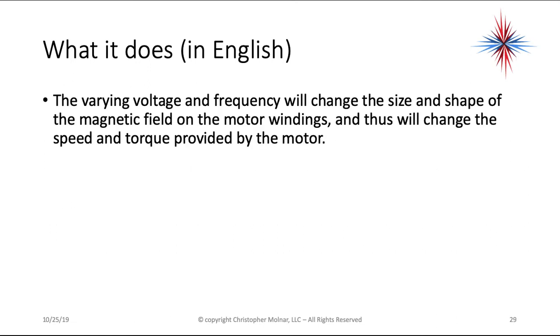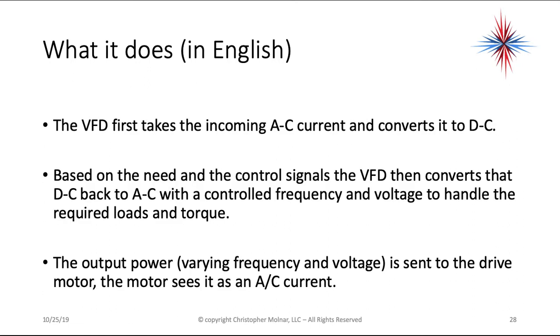The varying voltage and frequency will change the size and the shape of the magnetic field on the motor windings, and thus will change the speed and torque provided by the motor. Now, all of this happens in milliseconds of control, because the system has to respond very quickly to load changes, to voltage changes. The AC current coming in from the street is sometimes not all as stable as we believe it to be.